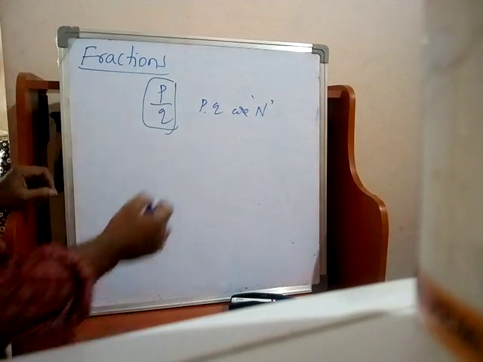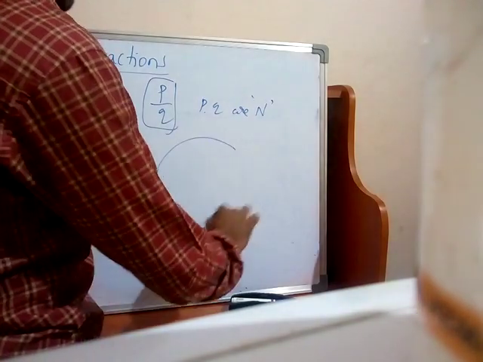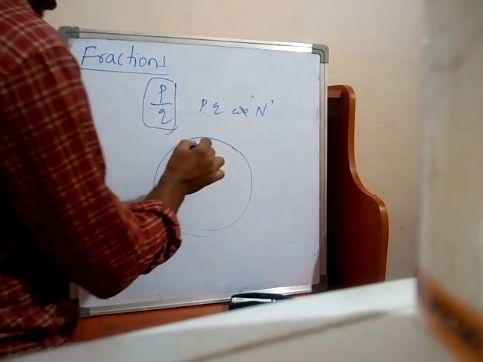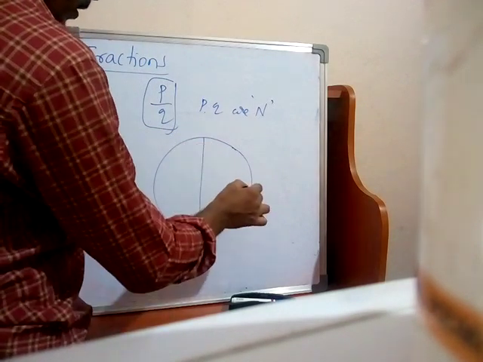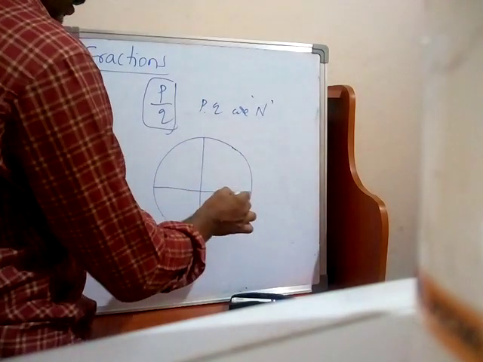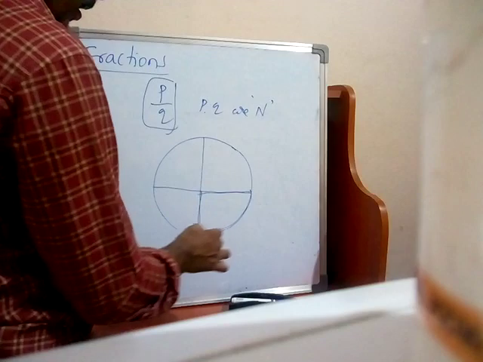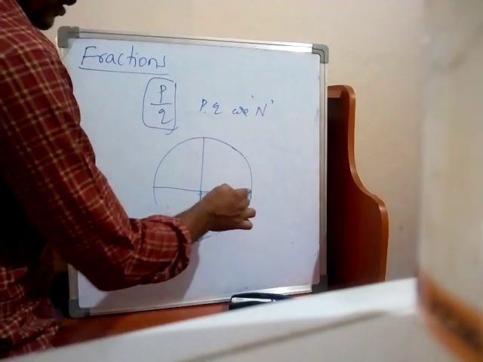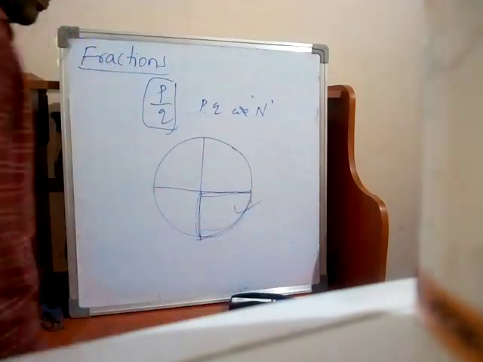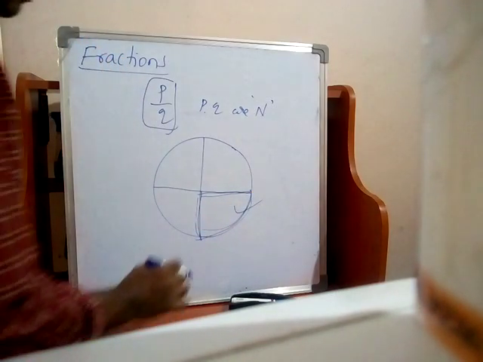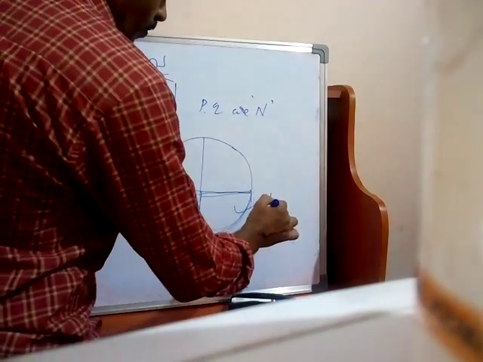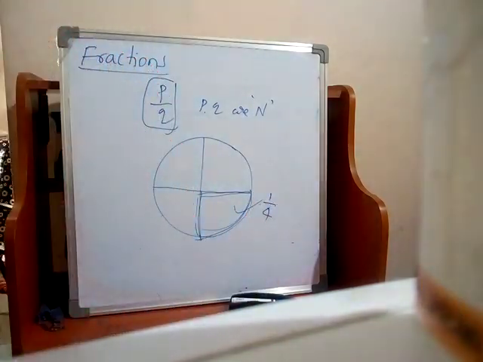Or a fraction is a part of a whole. For example, this is a cake. This cake is divided into 4 equal parts. So you take one piece. This is one part of this total whole. That's why this is called a fraction. So what is the fraction? Total 4 parts are there, taken one part: 1 by 4. This is a fraction.